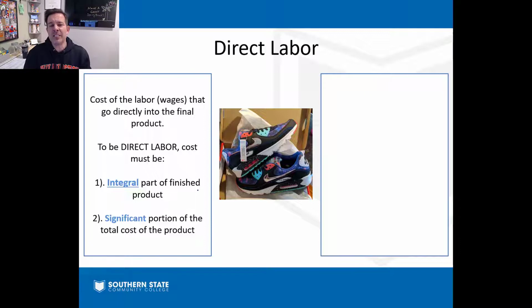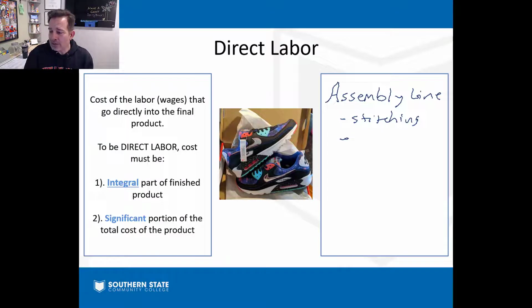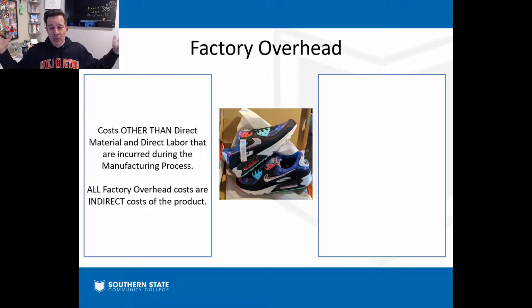The labor also has to be a significant portion of the total cost of the product. And so if we're talking about Nike and the shoes, they probably have assembly line people working on that product. Maybe they have people working on the stitching. Maybe they have people working on assembling the different components. Those people who are working directly, their wages are going to be included in direct labor. So we have direct material, we have direct labor. If the product cost doesn't fall into those two categories, guess what? We're talking overhead. And this is kind of the tricky part to account for.